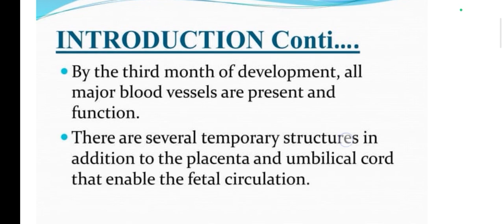Introduction. By the third month of development, all major blood vessels are present and functioning. There are several temporary structures, in addition to the placenta and umbilical cord, that enable the fetal circulation.